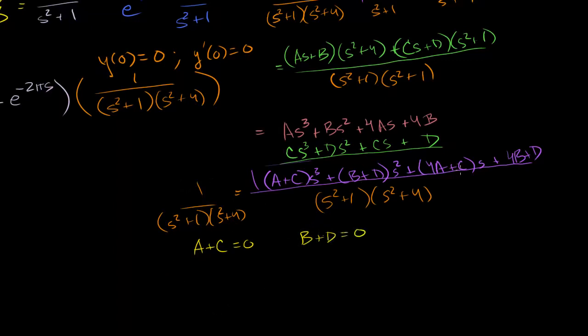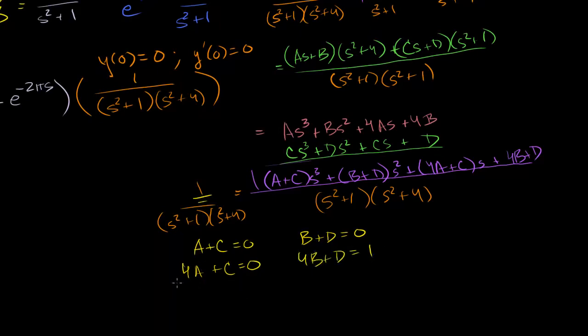4a plus c, coefficient on the s terms. Don't see any s terms over here. So 4a plus c must be equal to 0. And then we're almost done. 4b plus d must be the constant terms. There is a constant term there. So 4b plus d is equal to 1.